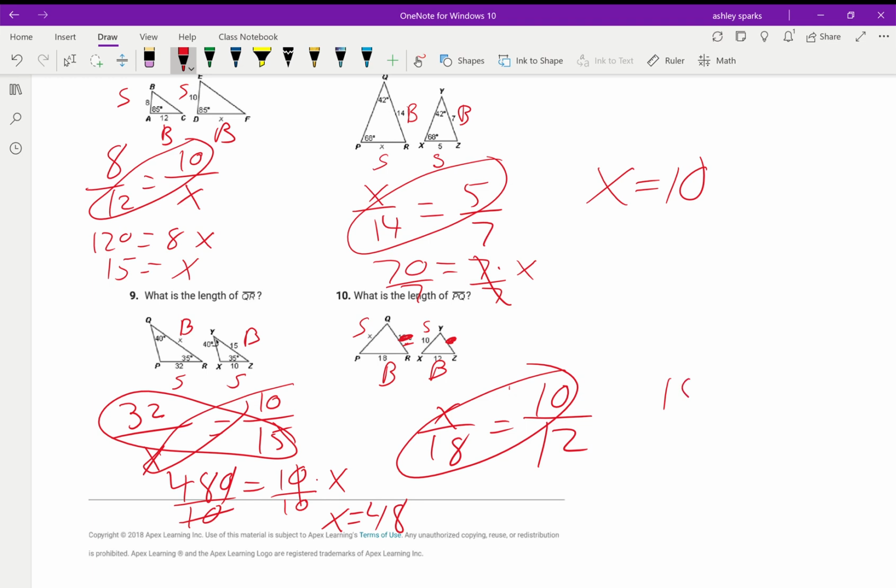Cross multiply, I get 180, the best number in geometry, equals x times 12. And then we're going to do 180 divided by 12, which gives us an answer of 15. This section really liked the answer of 15. But you're basically just setting up cross multiplication is the goal here.